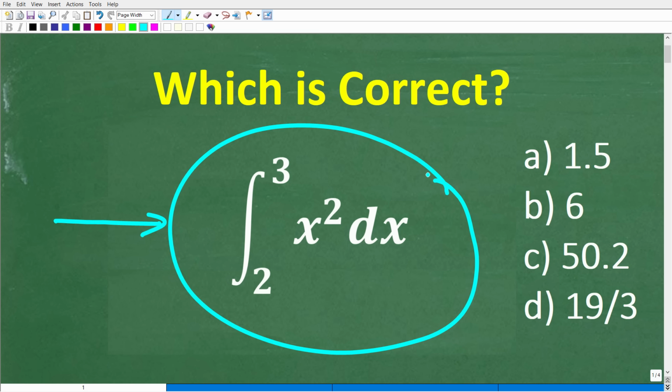But before I get into all of that, for those of you that do know some calculus, or maybe you took this many years ago, 20, 30, 40 years ago, let's see if you can remember how to do this simple calculus problem. All right, so I'm not going to tell you what it is, but the answer to this problem is over here. So A is 1.5, B is 6, C is 50.2, and D is 19 over 3. All right, now feel free to use a calculator, but if you can figure this out, go ahead and put your answer into the comment section.